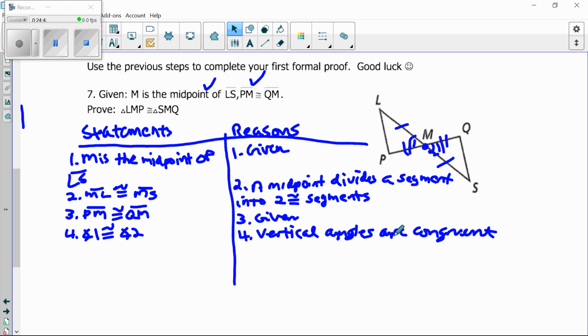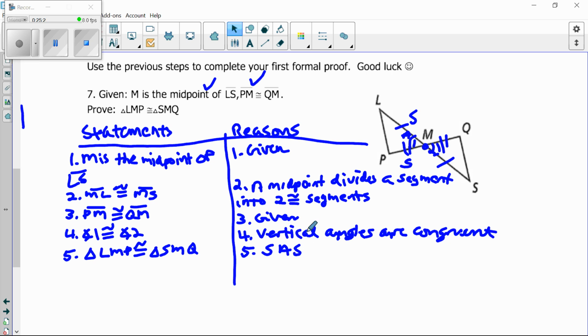Do I have 3 things on my diagram? The correct answer is yes. So let's look at triangle LMP. LM is a side, 1, an angle, PM, side. So step 5, my prove: triangle LMP is congruent to triangle SMQ by side angle side.